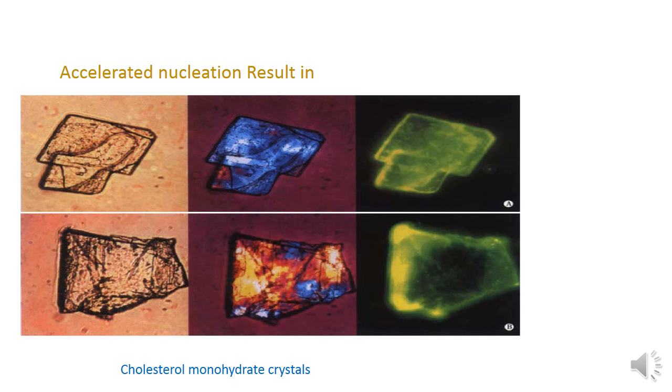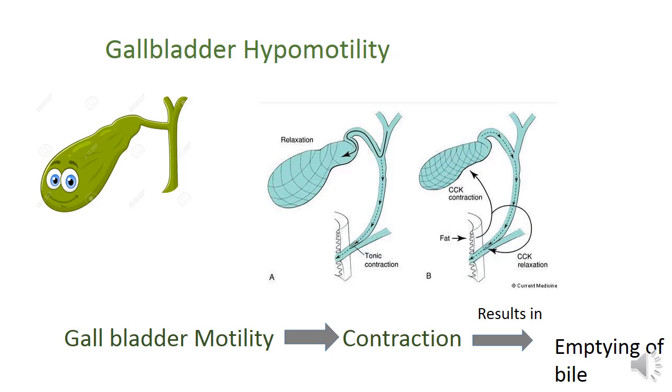So the story is not over yet. We are studying the pathogenesis of cholesterol gallstones. So from these cholesterol crystals we have to go up until cholesterol stones. For this we need to learn the next concept of gallbladder hypomotility. Gallbladder hypomotility. Now hypo means decrease, so decrease in motility.